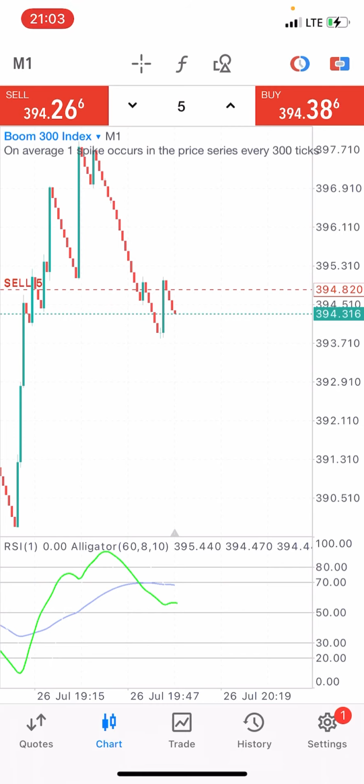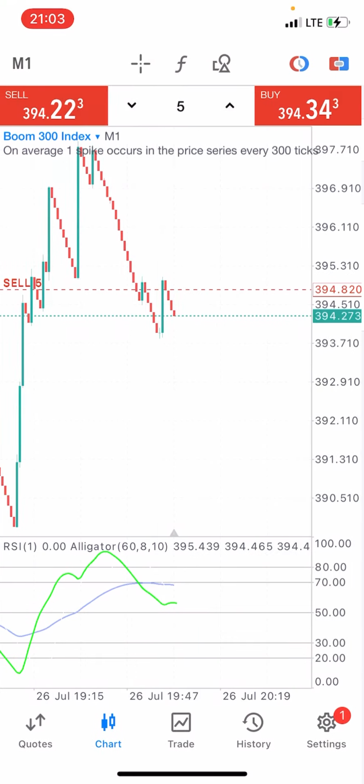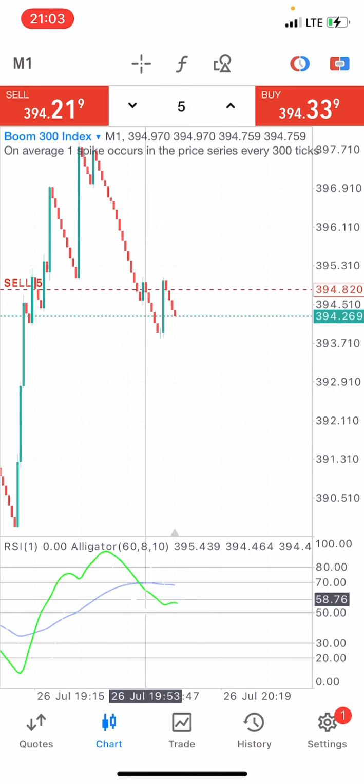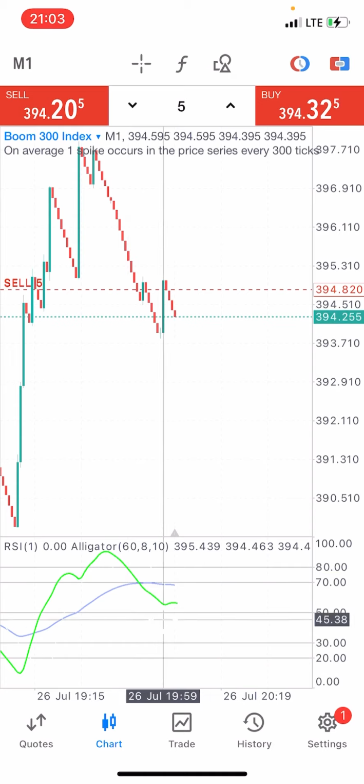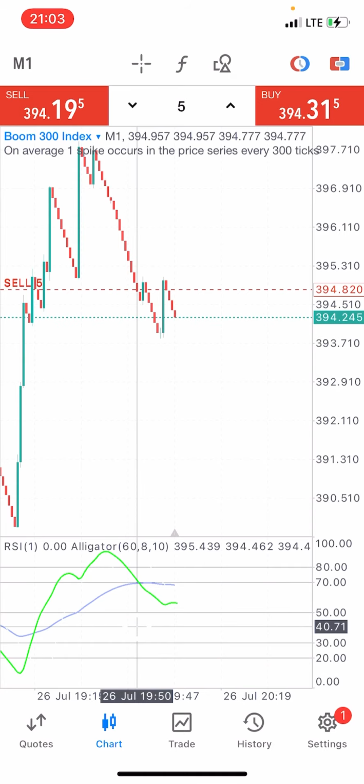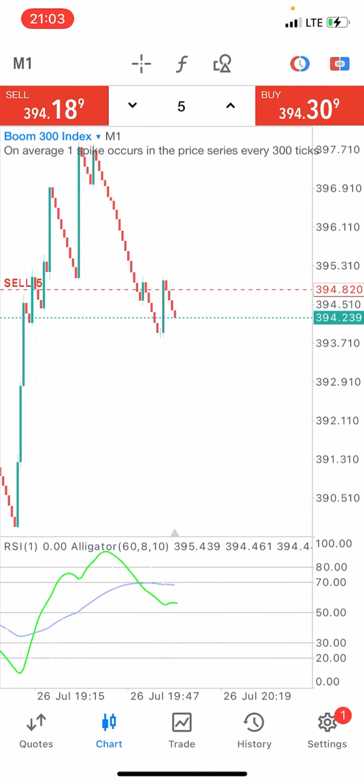Now you'll be asking how to use this indicator. It's quite simple. As you can see, the RSI gave us different levels. We have the 80, 70, 50, 30, 20 down on this side. In this area here, you've seen that we've had all that already. So what do you look out for? You look out for the jaws and teeth.